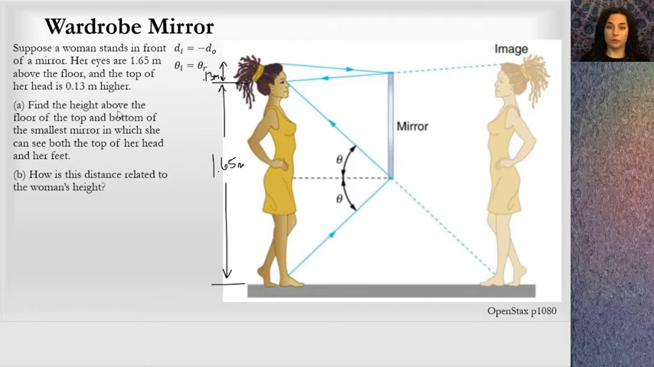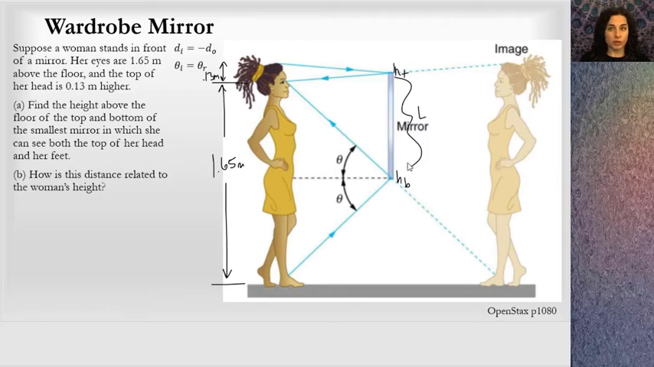What the question is, find the height above the floor of the top and bottom of the smallest mirror. Okay, so there's a lot of information. Find the height above the floor. So they want us to find the height at the top of the mirror, the height at the bottom of the mirror, and they want us to find this, I'll call this L, the smallest mirror, in which she can see both the top of her head and the bottom and her feet in the mirror.